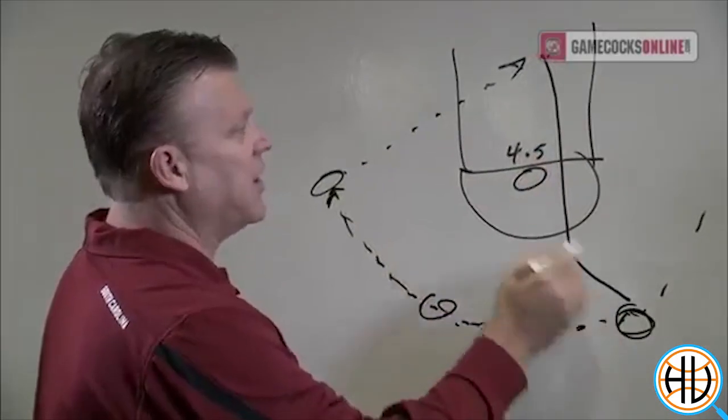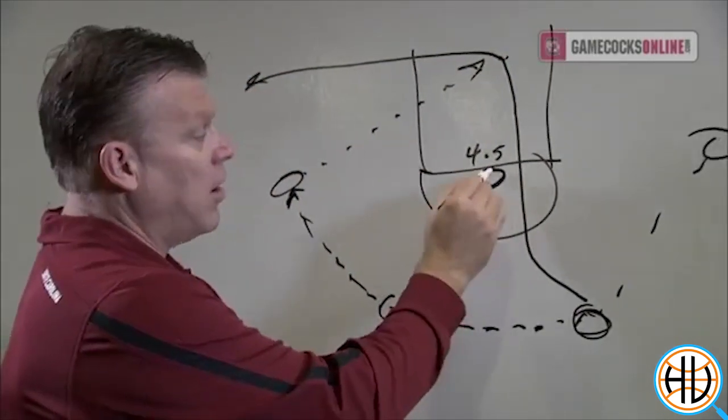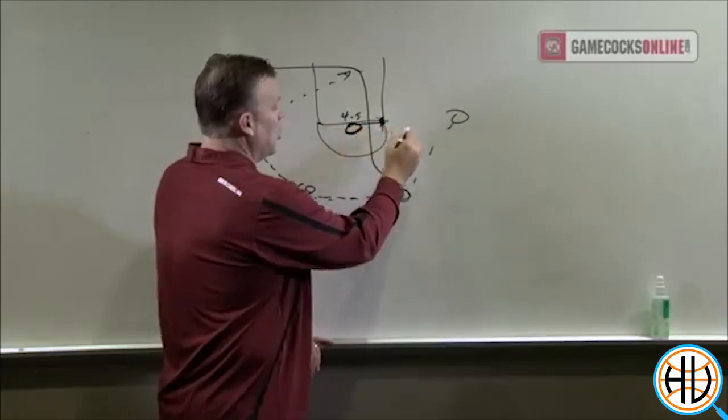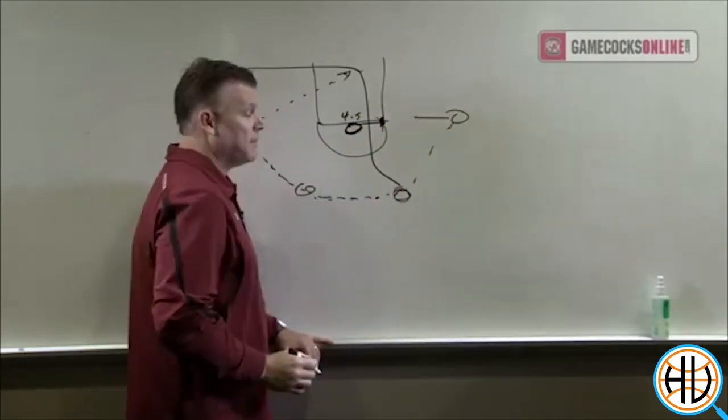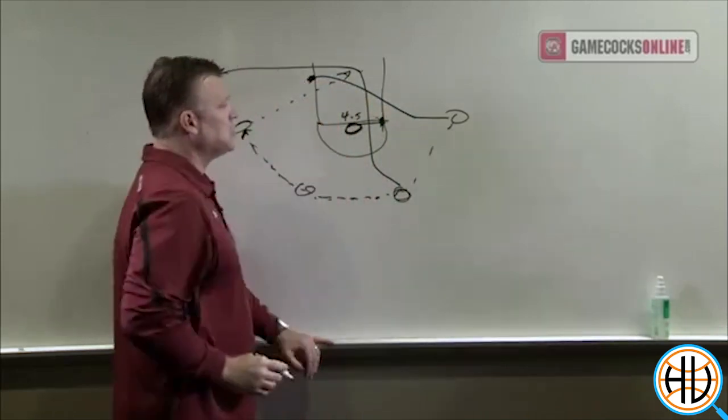As this first cutter cuts, he gets to the rim and he fills out to the corner. Our middle man, high post man, then goes to the elbow, and this becomes a read for our second cutter. We usually take him low and run him to the block.